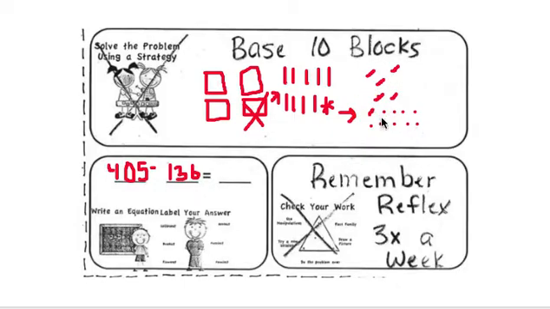Count how many ones you have left: 3, 4, 5, 6, 7, 8, 9. And we're going to put a 9 in the ones place. We're finished with the ones. So now we need to subtract 3 tens. So I'm going to mark off 3 tens.